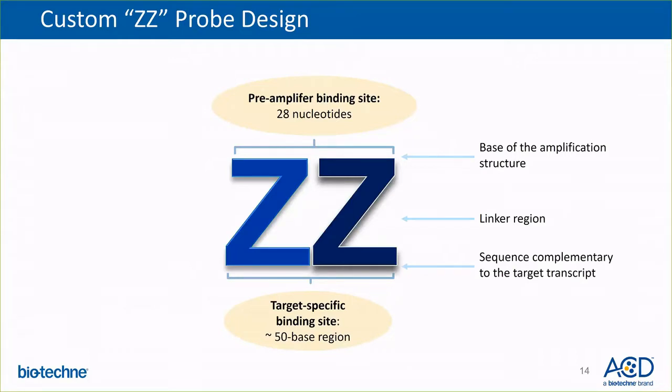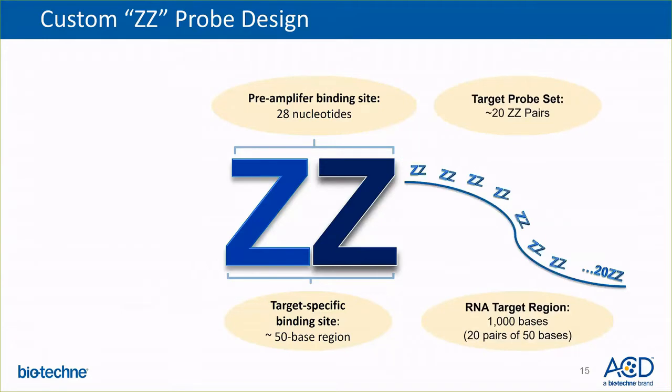The bottom of the Z complements hybridize to the target transcript. For amplification to occur, 2 ZZs must hybridize to the target sequence right next to each other in tandem. Once this happens, it creates a 50 base pair target-specific binding site on the bottom of the ZZ pair. The top of the Z is the base for the amplification structure. When the two Zs hybridize, it creates a binding site upon which a preamplifier can bind, and the amplification tree can be built on top.